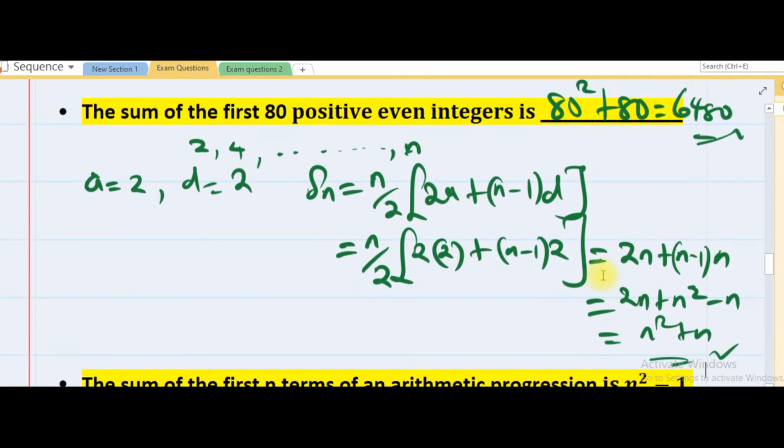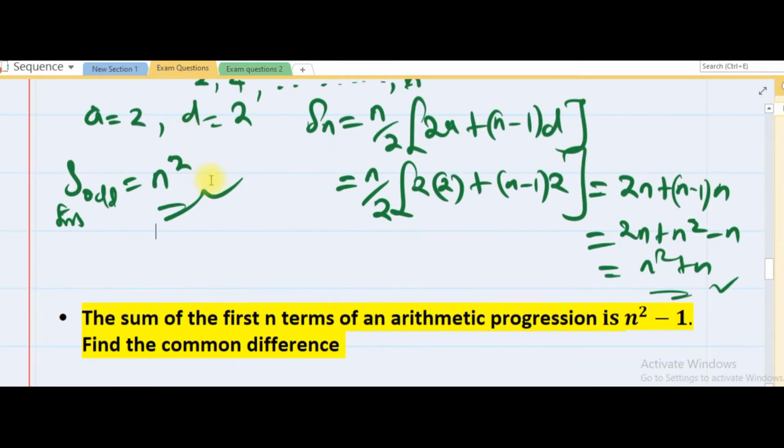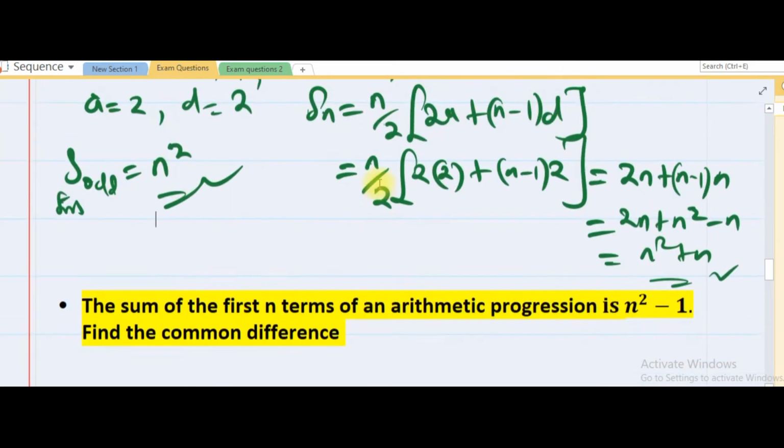Also for odd numbers, doing the same thing, the sum of the first n odd numbers is n squared. So you have to check it later on your own using the same method I used.